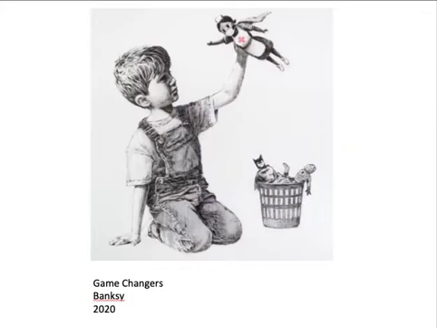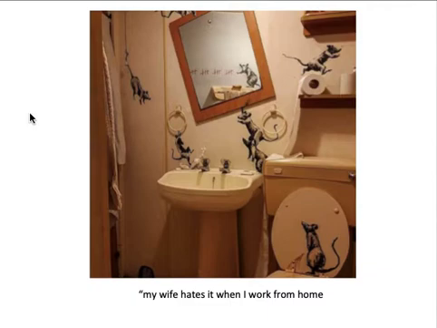The other thing that he posted, which was kind of funny, is, of course, everyone's working from home. And so this is a picture of his bathroom in his house. And he's taken those rats that he likes to do so much, and he's done them all over his bathroom. And the quote that he posted with the image was, "My wife hates it when I work from home."